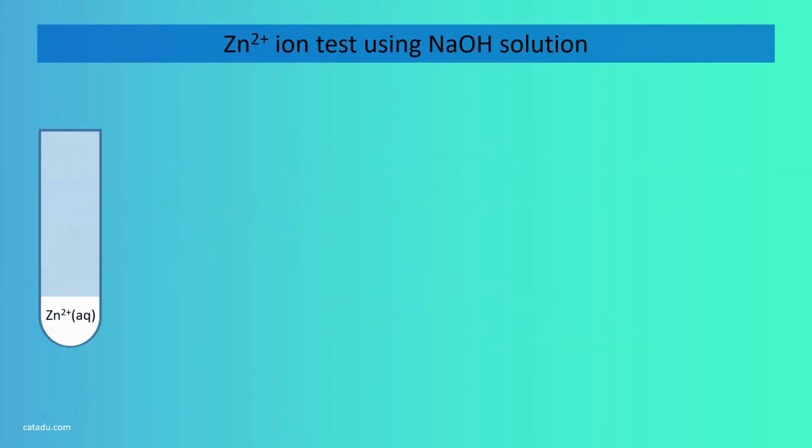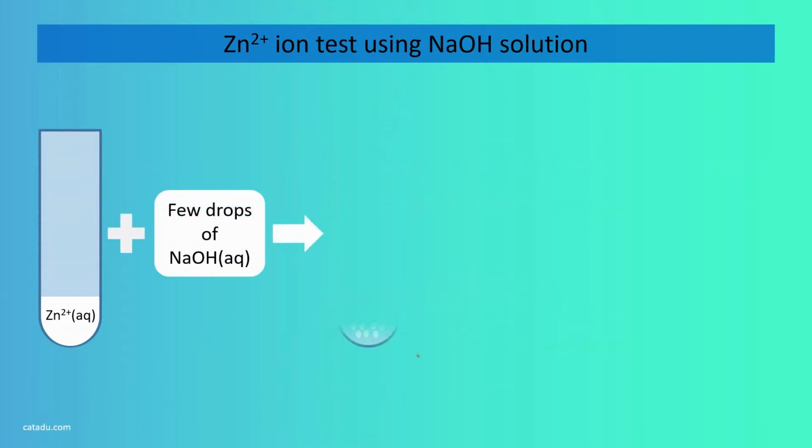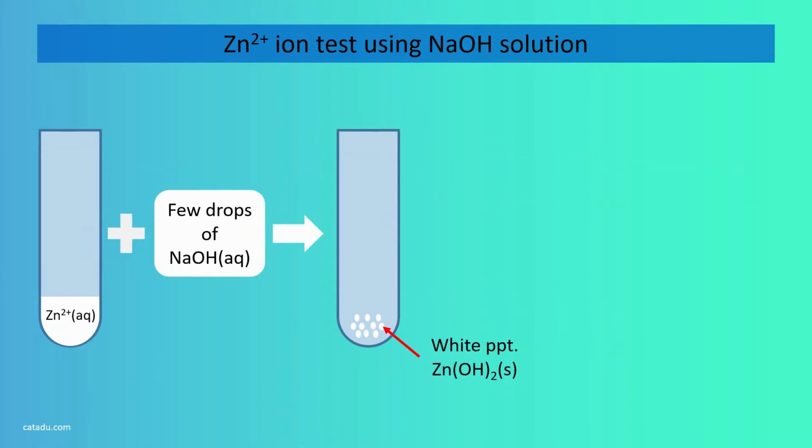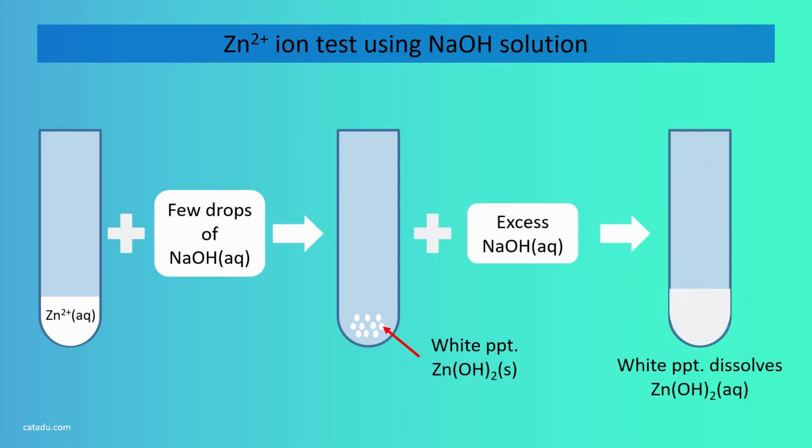In the sample solution of zinc 2 ions taken in the test tube, few drops of sodium hydroxide are added, and we get a white precipitate of zinc 2 hydroxide, and in excess sodium hydroxide the precipitate dissolves.